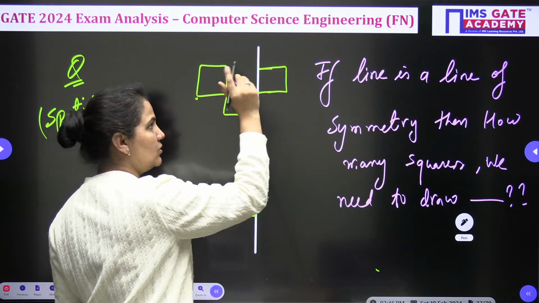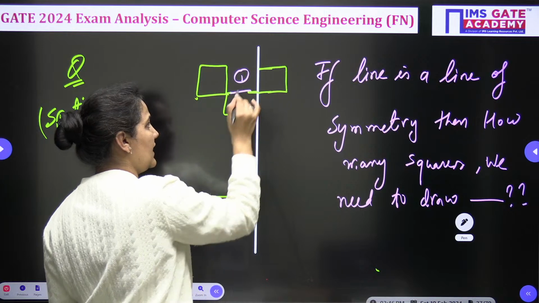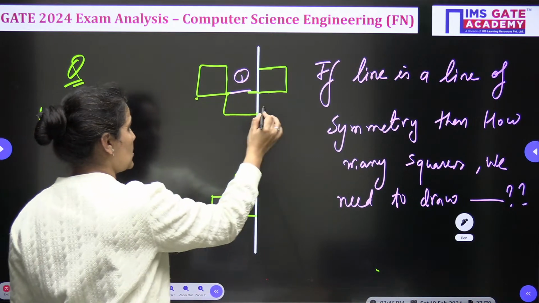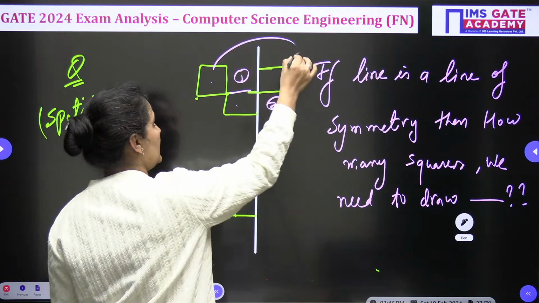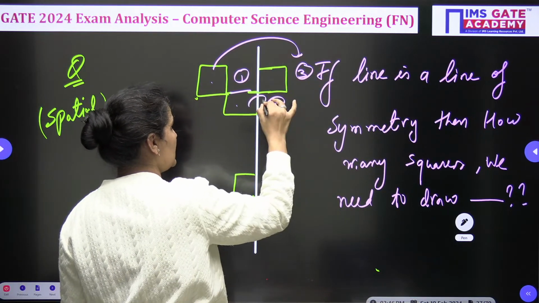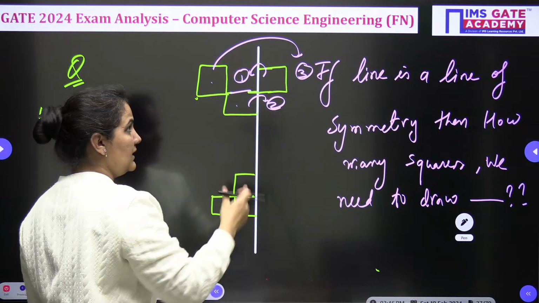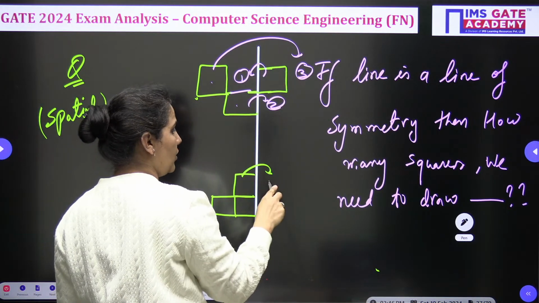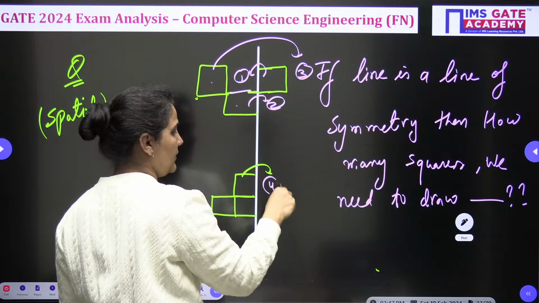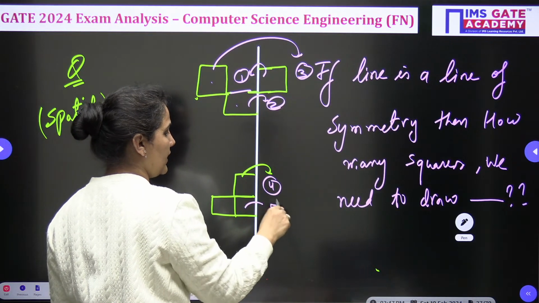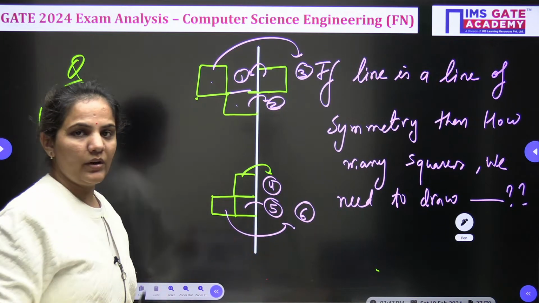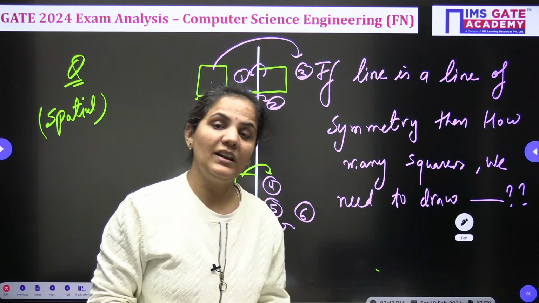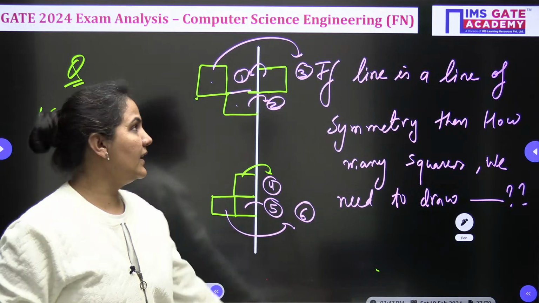So for this I need to draw one square. I am writing square number 1 I will draw here. The next, square number 2, I will draw here, a replica of this one. The next square I will draw here, a replica of this one. This is 3. Now the next square I will draw here for the replica of this one. Next I should draw here, and the next here. So these are the 6 squares which you need to draw if your given line is a symmetrical line.